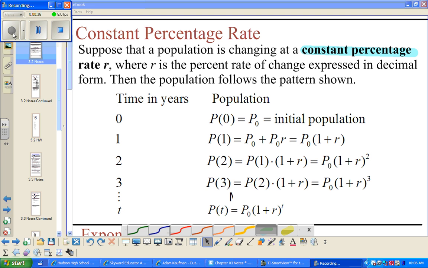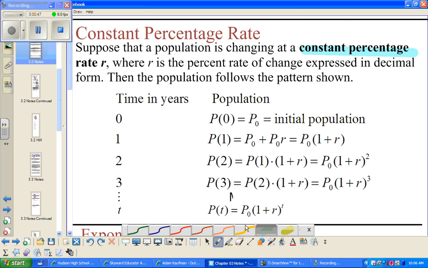So here's how it works. Suppose that a population is changing at a constant percentage rate R, where R is the percent rate of change expressed in decimal form. Then the population is going to follow the pattern shown below here. So here's what you can consider. Time in years, 0, that means we're talking the initial population. So after 0 amount of time, P sub 0 represents the population that you start with.